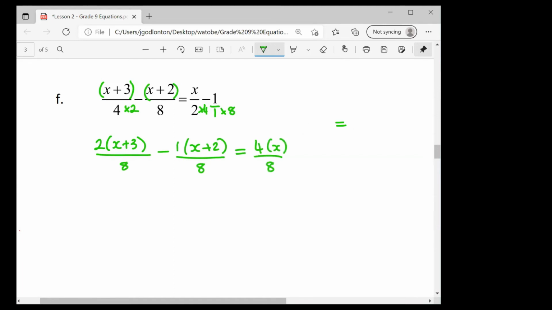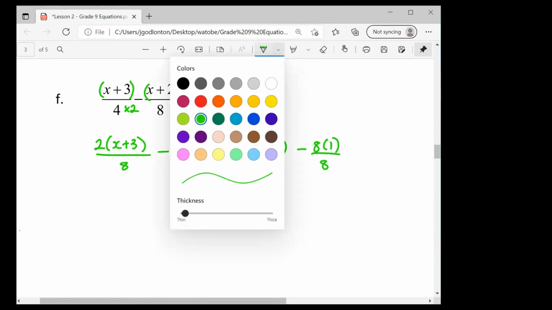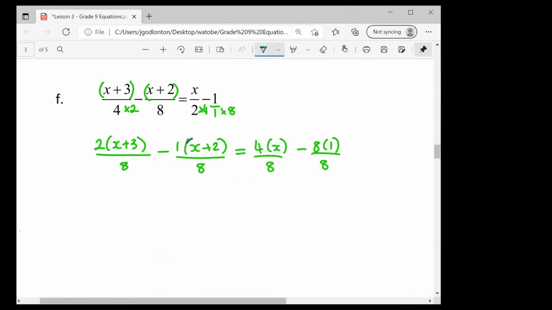Minus 8 times 1 over 8. Okay, so I have a common denominator. Now, lots of people forget this bracket over here because they're not multiplying it by anything. And if we forget that bracket, we're going to have an issue with our sign. So if you did forget that bracket, don't feel bad. Lots of people forget that bracket, but it is an important bracket to have.